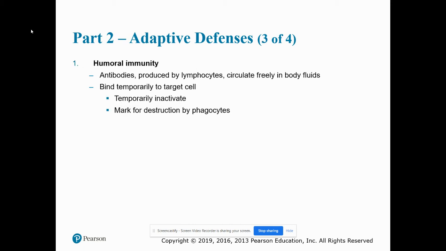When we're looking at humoral immunity, we're going to be looking at lymphocytes that are producing things called antibodies, and we're going to go into what antibodies are in more detail in the next video. They circulate freely in our body fluids. The antibodies are going to bind temporarily to a target cell. For a short period, it temporarily inactivates it, and or it may mark it for destruction by phagocytes.